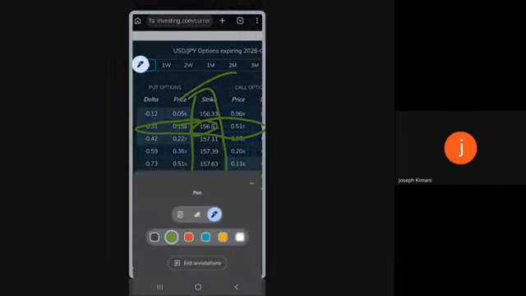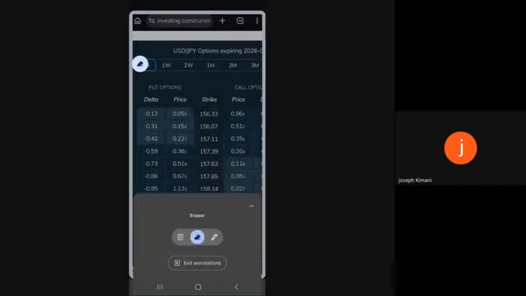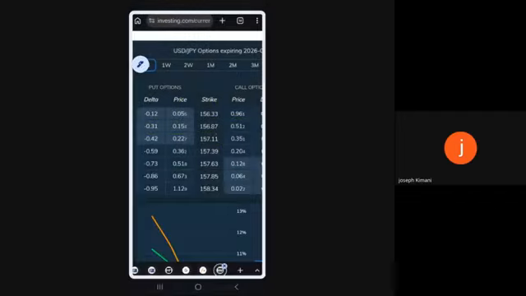So ukisikia nimesema take a look at strike, take a look at strike 157.11, sijakwambia uende kwa USD JPY weka line kwa 157.11. Nimekwambia just take a look at data zenye ziko kwa 157.11.